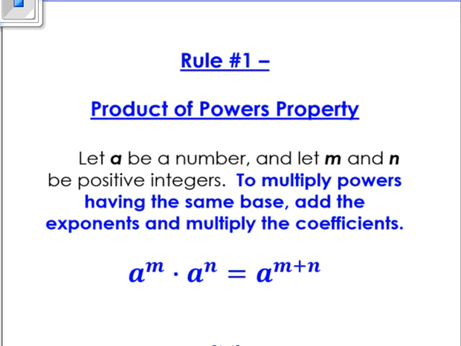So when you're looking at the multiplication rules of exponents, the first rule is the product of powers property. Okay, so product means multiply, and so I'm going to multiply two different powers together. When you multiply powers having the same base, you add the exponents and multiply the coefficients. So here's the rule. Make sure you get everything in blue down.